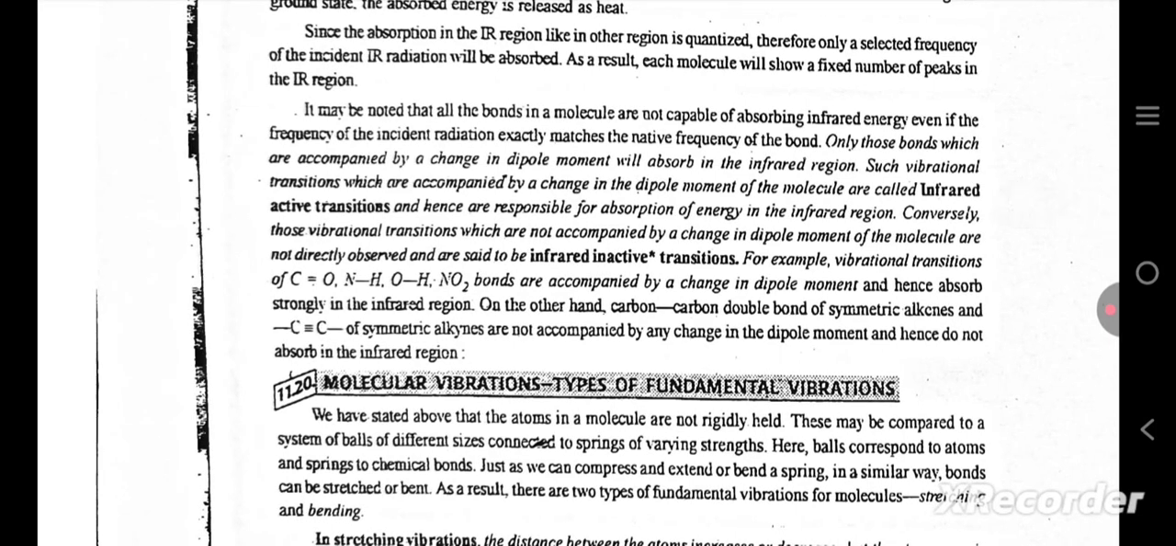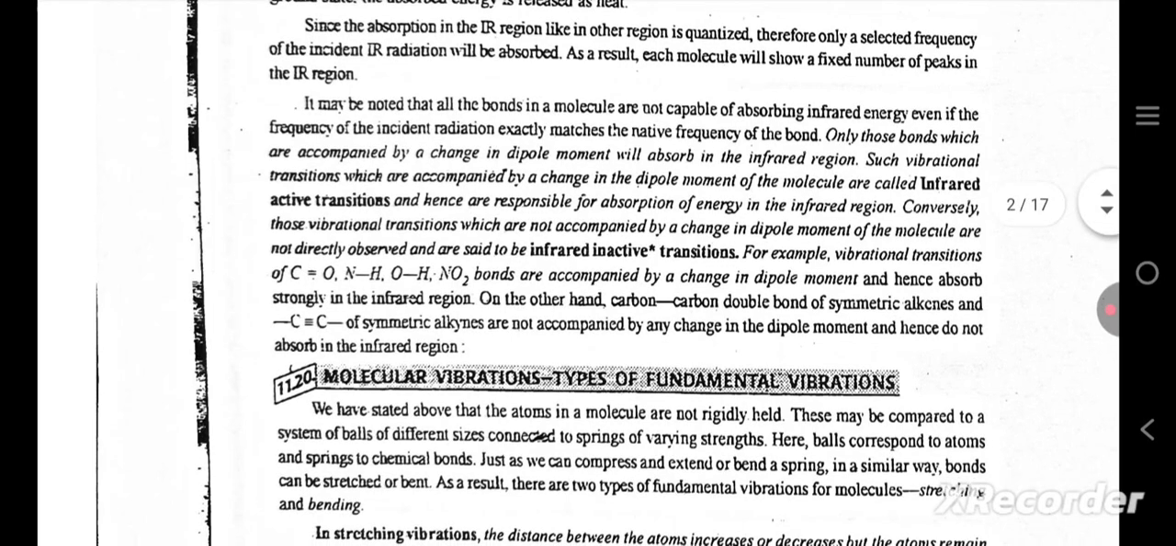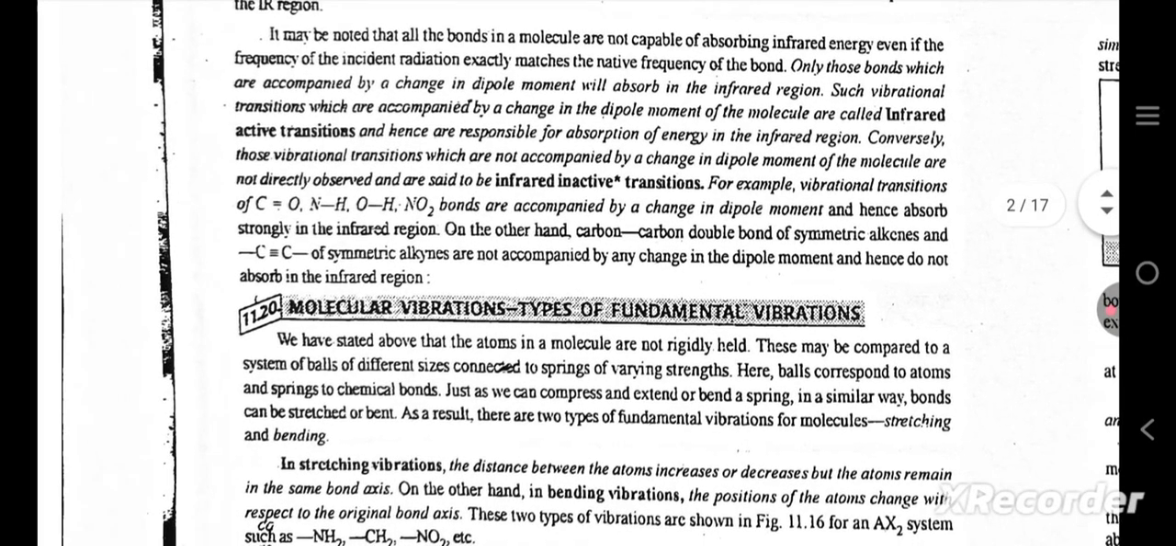Since the absorption in the IR region, like in the other regions, is quantized, only selected frequencies of the incident IR radiation will be absorbed. As a result, each molecule will show a fixed number of peaks in the IR region. It may be noted that not all the bonds in a molecule are capable of absorbing infrared energy even if the frequency of the incident radiation exactly matches the natural frequency of the bond.